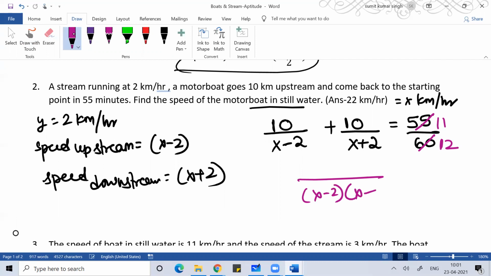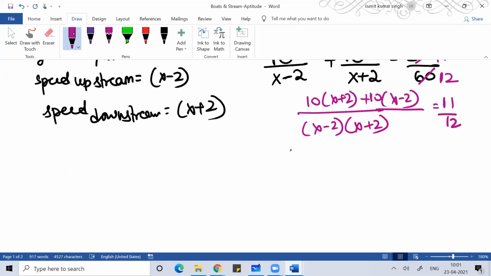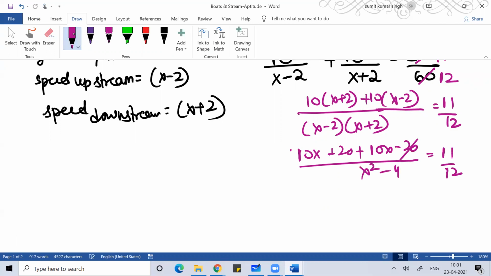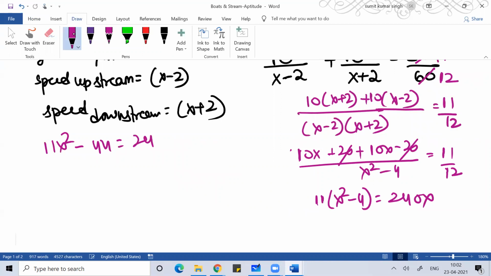So you can solve this. This is 10 by x minus 2 plus 10 by x plus 2 is equal to 11 by 12. You just need to solve this. This is 10x plus 20 plus 10x minus 20 divided by x square minus 4 is 11 by 12. So 20 gets cancelled. You can write 11 into x square minus 4 is equal to 240x. Then you'll get 11x square minus 44 is equal to 240x. So you'll get a quadratic equation: 11x square minus 240x minus 44 is equal to 0.